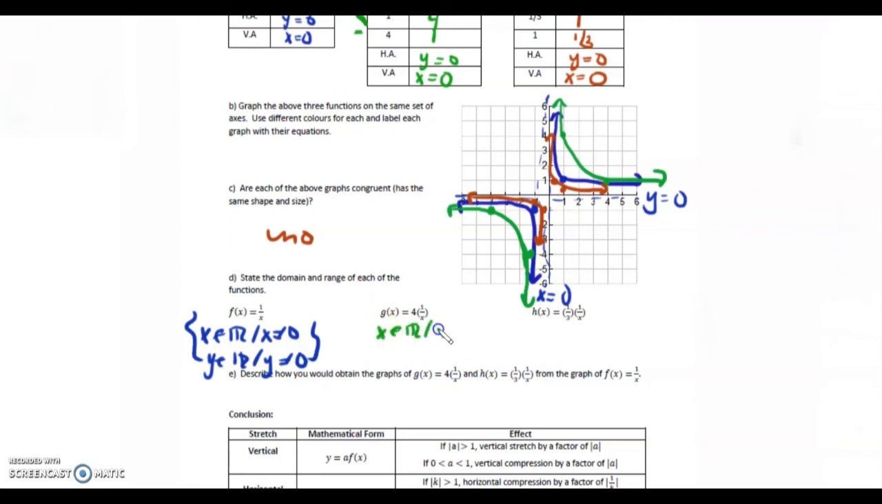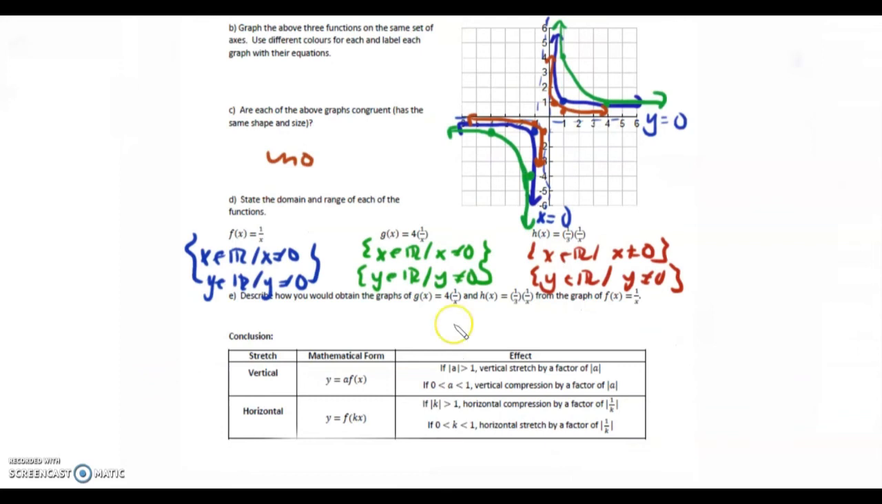Then green, same thing. X is an element of the real number system such that x does not equal 0. Y is an element of the real number system such that y does not equal 0. And for the red one, the exact same thing. The restrictions on the domain and range are always the horizontal and vertical asymptotes.